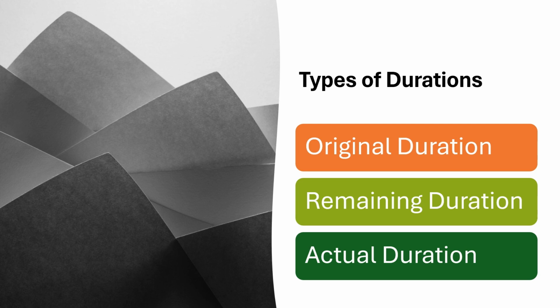Then the remaining duration is the duration which is remaining. For example, you have excavation and you have to do it in 5 days, from 1 October to 5 October, and you start this activity on 1 October. Then on 3rd October you check the remaining duration of this activity. So we have two more days, 4 and 5 October. This is called remaining duration, that is, how much more time it takes to complete this activity.